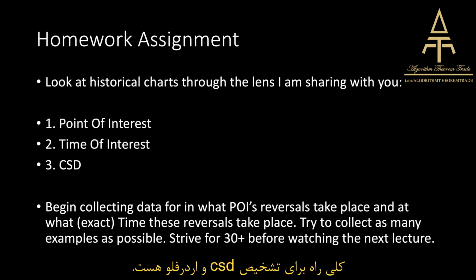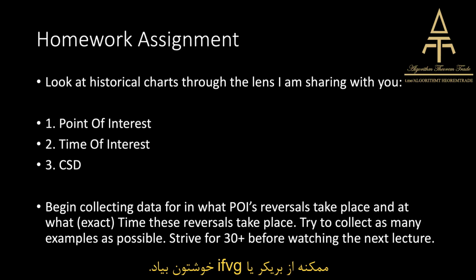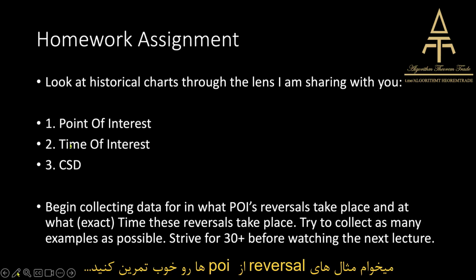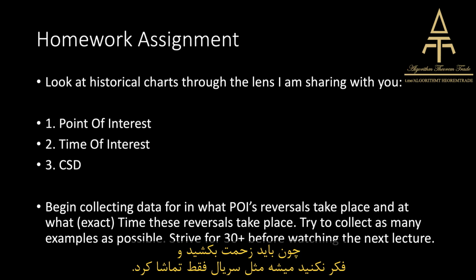There are so many things that you can utilize to determine order flow and determine whether or not the change in state of delivery is occurring. Pick the one you like and start paying attention to that. One that might work best for you is the inversion fair value gap and the breaker. But anyhow, I want you to begin collecting data for in what point of interest reversals take place and at what exact time these reversals take place. I want you to try and collect as many examples as possible, and you should strive for 30 plus at least before watching the next lecture, because it's important for you to put in the work.